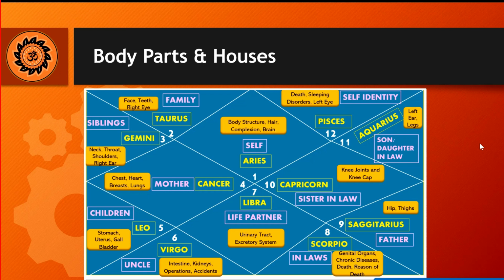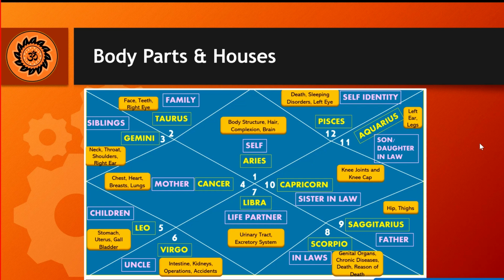The 4th house represents our chest, heart, breasts, and lungs. So if somebody has heart attack kind of issues, breast cancer, asthma, those kinds of issues are very well reflected from the 4th house. So you can see from there. The 5th house is for stomach, uterus, gallbladder. A lot of people who have digestive issues will have it reflected in their 5th house. So malefic Jupiter placed in the 5th house will give digestive issues, acidity issues.